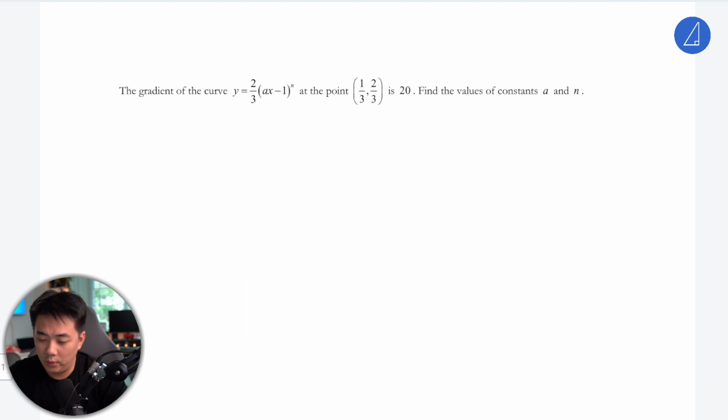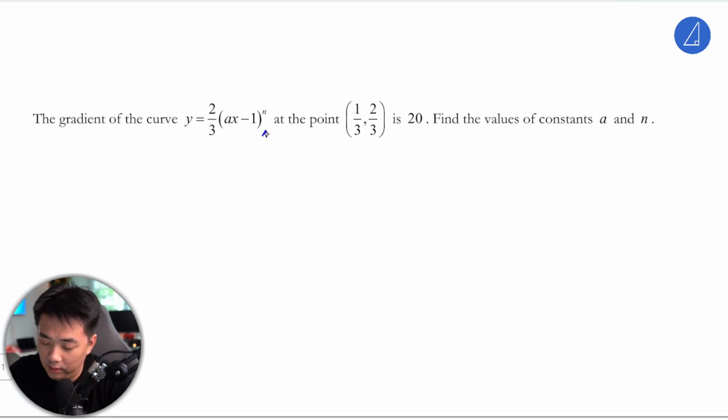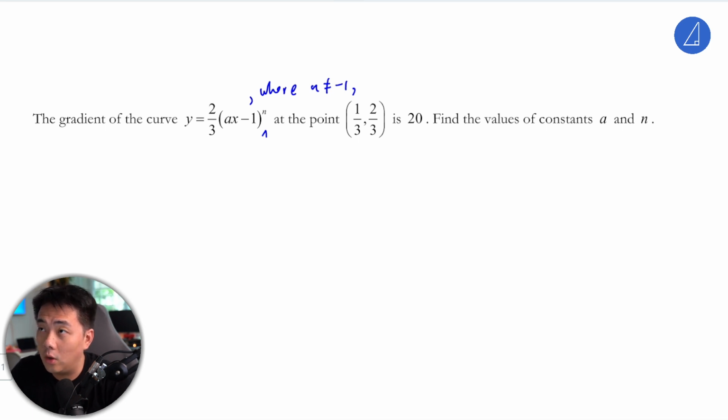Alright, so let's look at this question here, which is a pretty interesting question. We are told to solve this, given the curve equation at this point is 20, we are told to solve for a and n. I think the question here will be better if they include that n is not equal to -1, because if it's -1, we may need to use a logarithmic function, the log derivative. But in this case, I'll just assume that it's not equal to -1, okay?